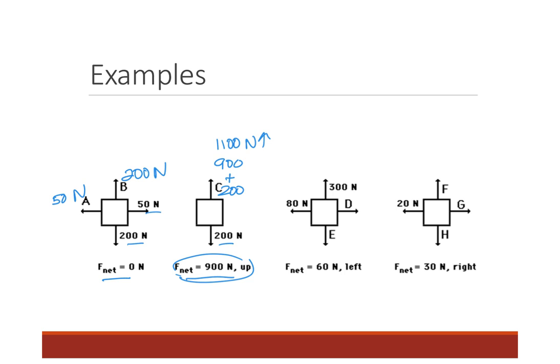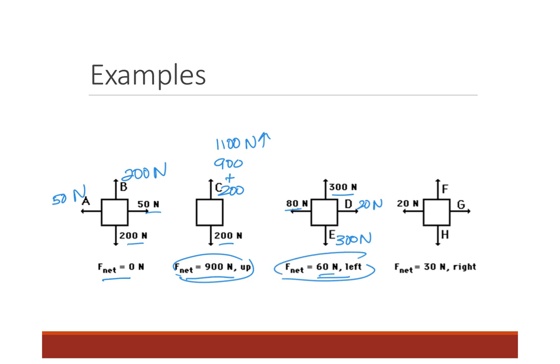Our third object has 60 newtons to the left. So again, in the upward and downward, they have to be canceling each other out. So we have 300 newtons up. That means we have 300 newtons down. If we're going to end up with 60 newtons to the left, and we're seeing 80 on the diagram, that means 20 of them have to be going to the right to cancel out, because 80 minus 20 will give us our 60 newtons to the left as our answer.